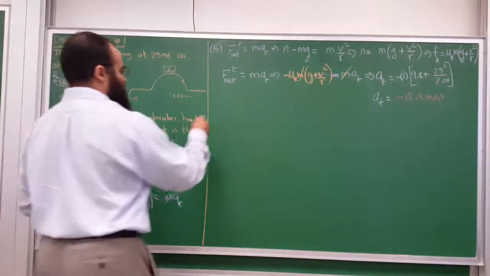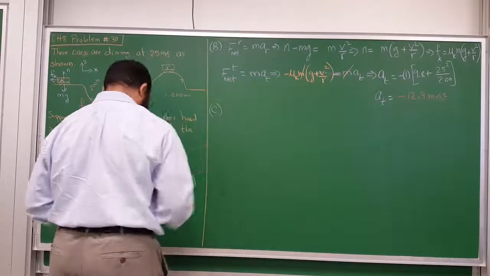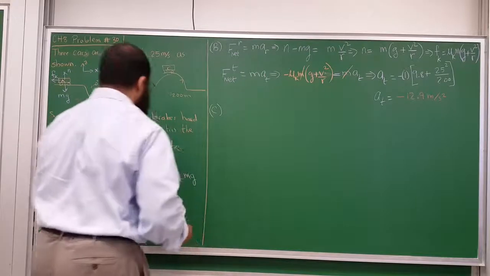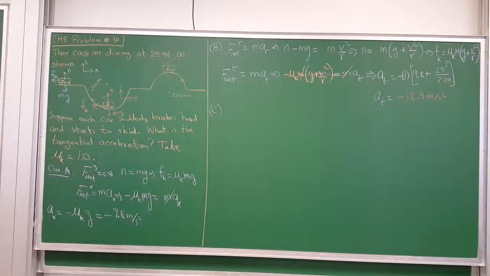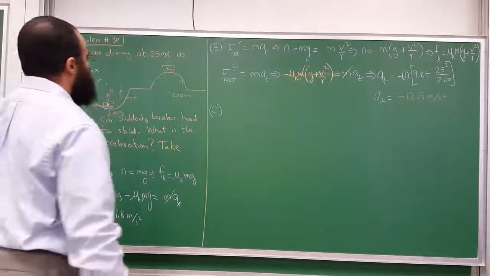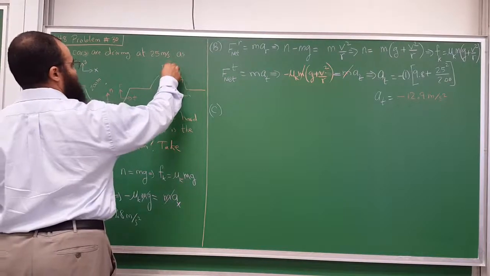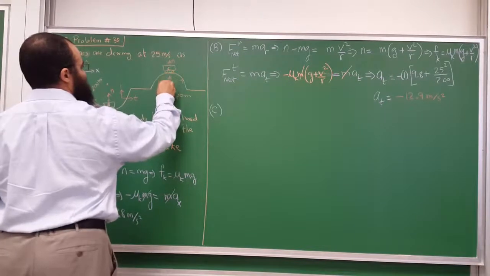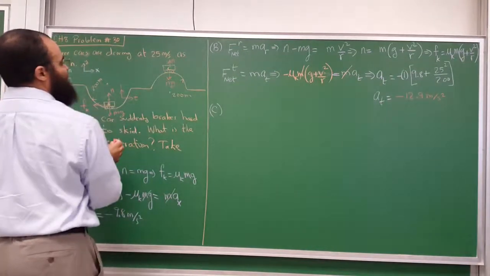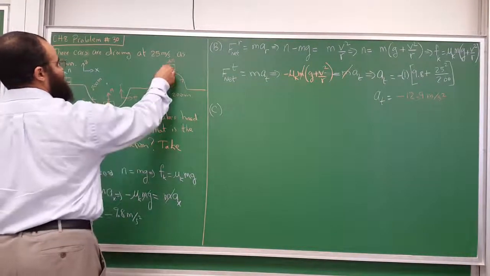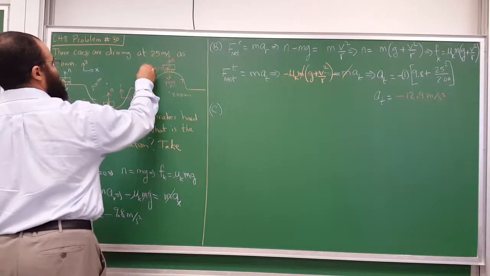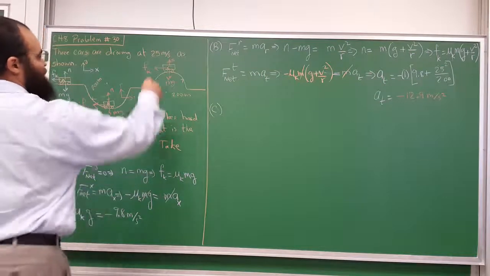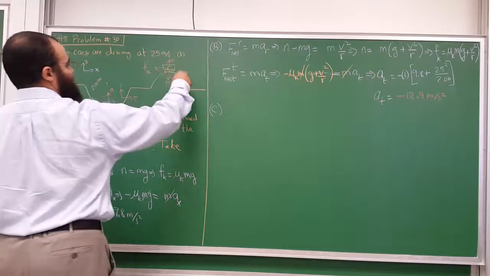Let me go to C now. Let me use a different color, green. So what are the forces on C? Well, it's on top of the hill, so there is a normal force. There is an mg as usual, downward. And what else? It's skidding, so there's a force of friction. What else? Nothing. So it's moving this way.